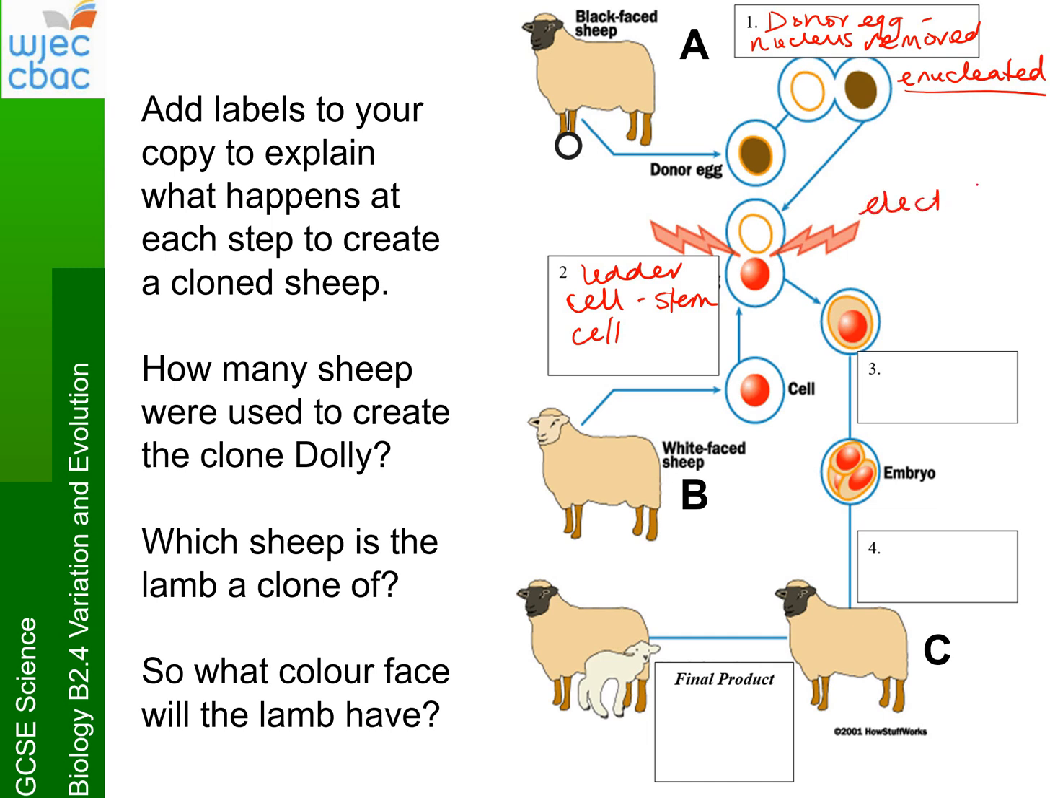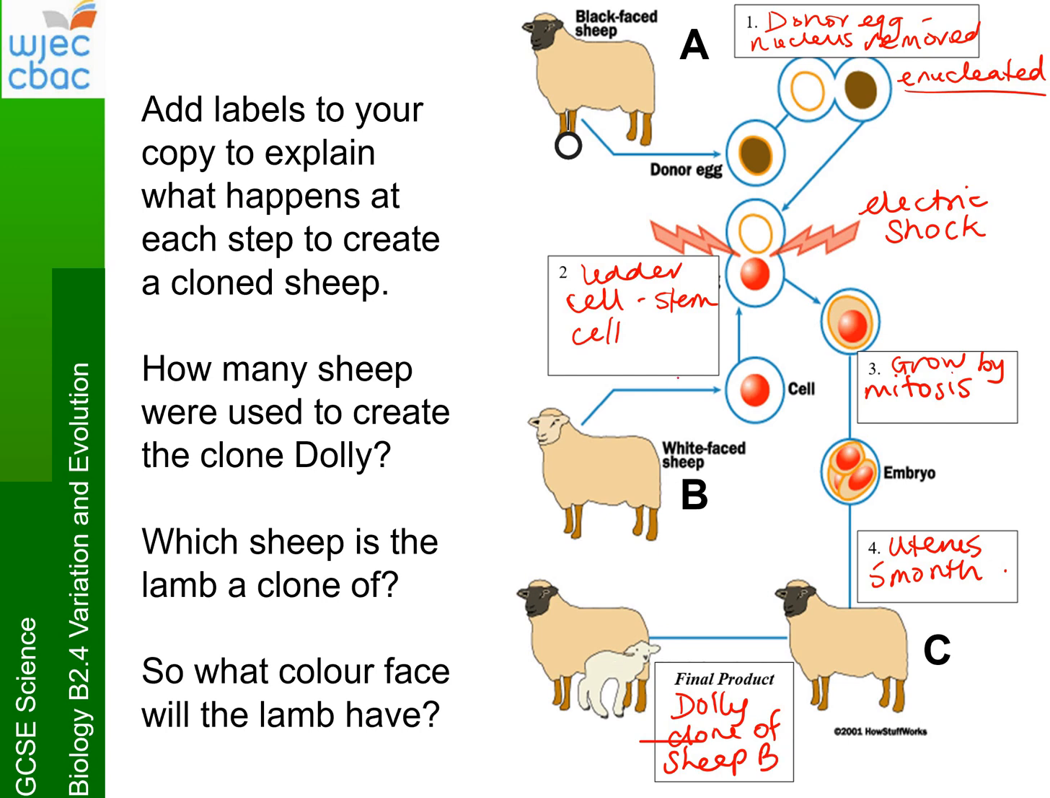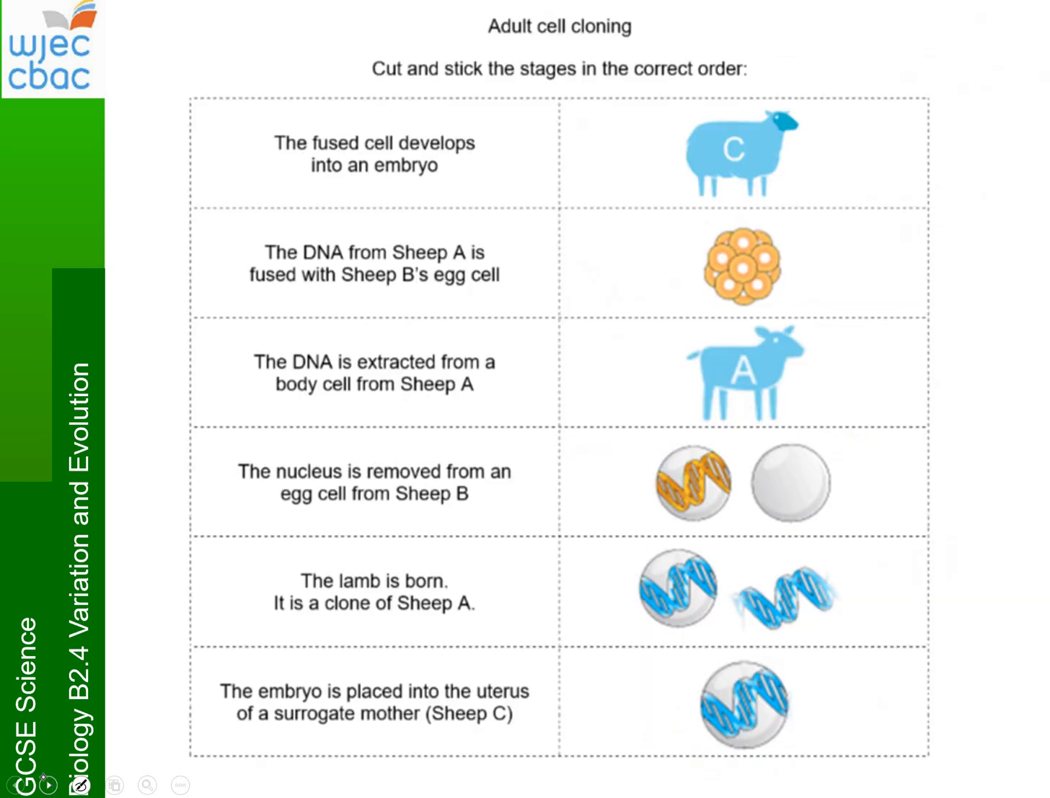They use an electric shock to join the empty egg cell with the udder cell here. So all the DNA is coming from our white-faced sheep here. Then this is allowed to grow by mitosis, dividing to create the embryo. And the embryo is inserted into the uterus of sheep C for a 5-month gestation period. And the final product is that Dolly is a clone of sheep B. So she has a white face, okay? She's a clone. So make sure that you've filled in as much information as you possibly can on that diagram.